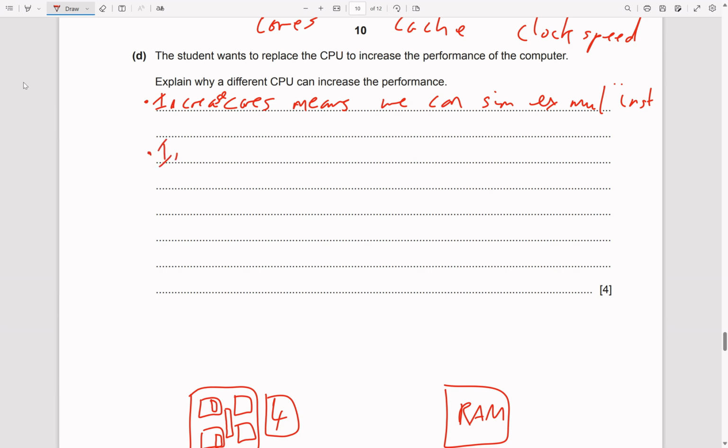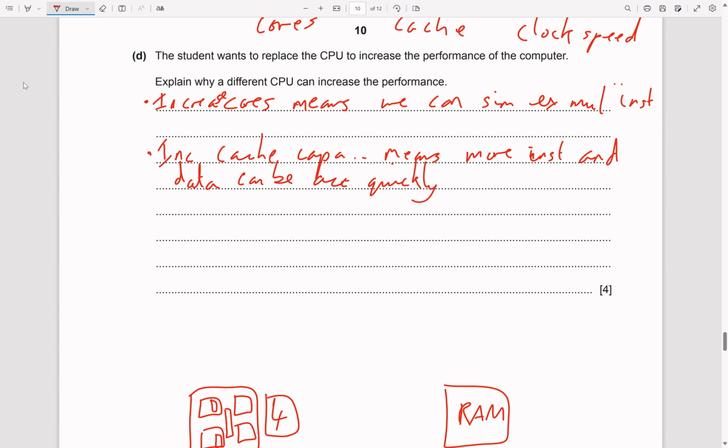So here, increase cache capacity. That's going to mean more instructions and data can be accessed quickly, without having to go to RAM, which is slower. Hopefully that makes sense.